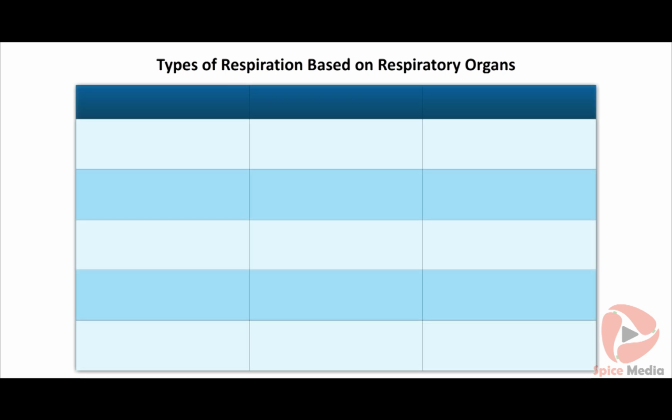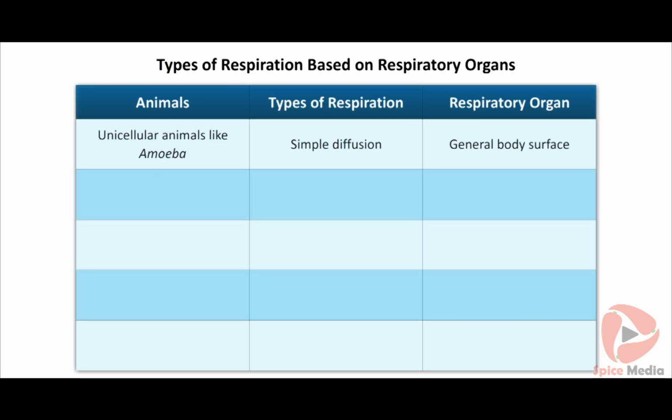All animals do not have the same type of respiration. Animals show different types of respiration based on the respiratory organ present in them. Lower invertebrates show a very simple type of respiration. In amoeba, exchange of gases occurs by simple diffusion.